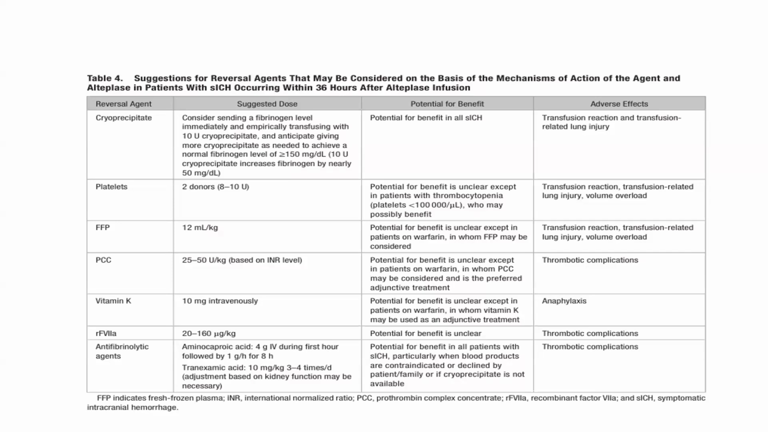Now, the next line of treatment is the recombinant factor 7A, which we can use in the dose of 20 to 160 microgram per kg. Potential for benefit for the factor 7A is unclear, and the adverse reaction is the thrombotic complication.